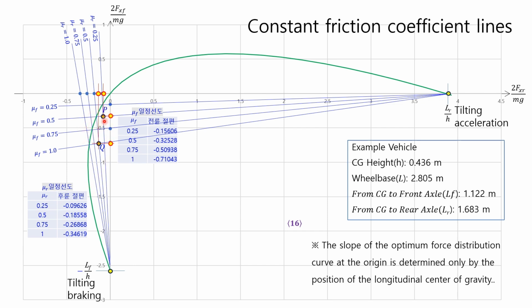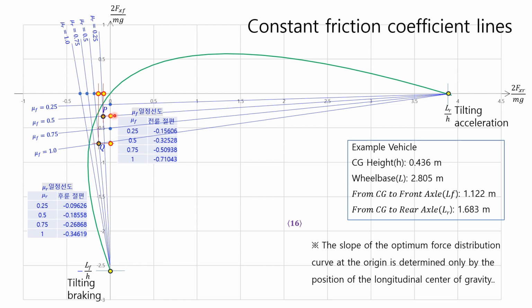For example, point P represents the point where the friction coefficient of the front axle is 0.5 and the friction coefficient of the rear axle is 0.25. The point where the horizontal line passing through point P intersects the vertical axis represents the front wheel braking force, and the point where the vertical line passing through point P intersects the horizontal axis represents the rear wheel braking force. The total non-dimensional braking force is the sum of these two.